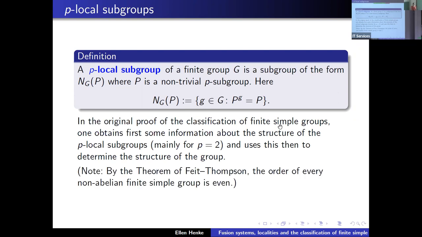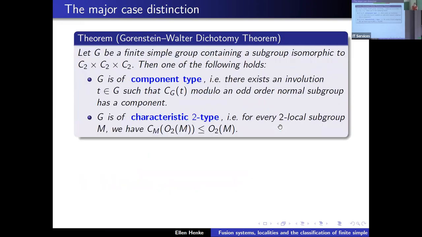So what should be noted here is that by the theorem of Feit-Thompson, if we take a non-abelian finite simple group, then the order is even, so we can always find some 2-local subgroups. And looking at the 2-local subgroups then also leads to the major case distinction in the proof. So except if G is small, so has 2-rank less than or equal to 4, we have two main cases to consider. Either G is of component type or of characteristic 2 type.